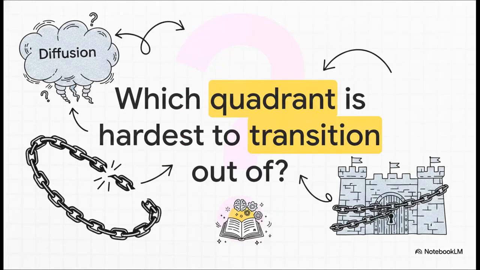I'll leave you with this final, kind of provocative thought to ponder as you hit the books tonight. Based on the rigid variables we just learned about, which of these 4 states do you think is the absolute most difficult to escape? Is it the passive confusion of diffusion, or maybe the stubborn tradition of foreclosure? I mean, think about how incredibly hard it is to start exploring when you've already committed blindly. Keep that in mind, keep studying, and you are going to do great.